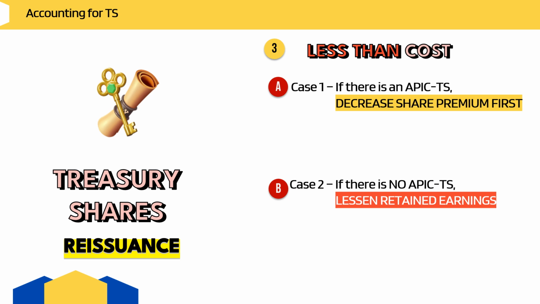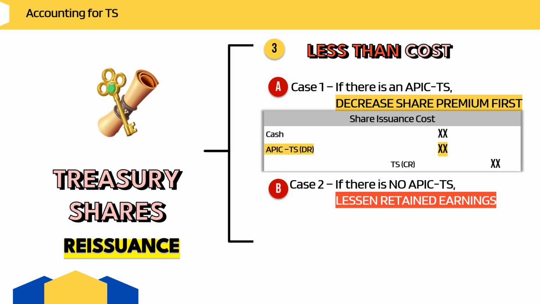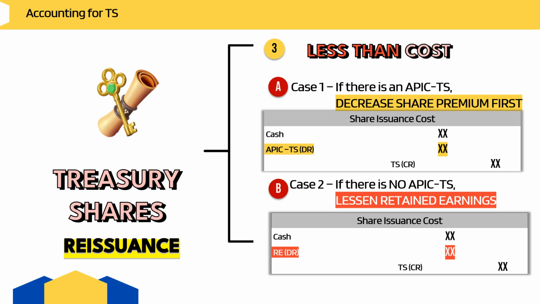Then, pag less than the cost, similar with share issuance cost, kapag may share premium ka ng TS, yun yung babawasan mo muna. Pero kung wala, straight to retained earnings. So, this slide, kapag nalilito kayo, just treat it the same way as your share issuance cost. The idea lang is, if you sell anything that's less than cost, you will just do a two-step process. First is ask yourself, meron bang APIC TS? Kapag may APIC TS, you will debit that. Kung wala, straight to RE.